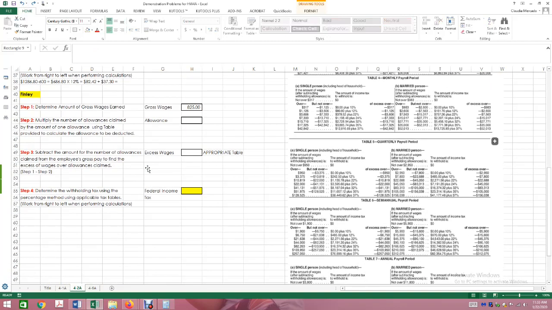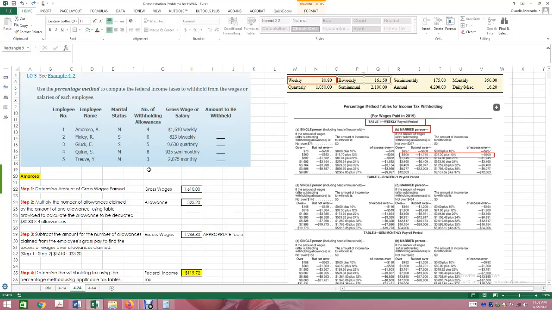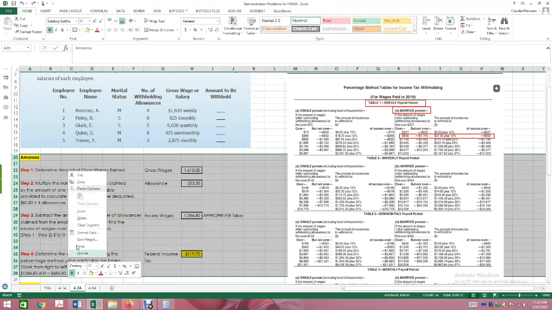Okay, so now I've got Finley down here. Okay, Finley. I was like, what is going on? It's the same dollar amount. Okay, so let's start over with Finley. Okay, that way we don't get confused. Okay, so Finley. Let me hide these so I don't get confused again. I'm gonna hide.